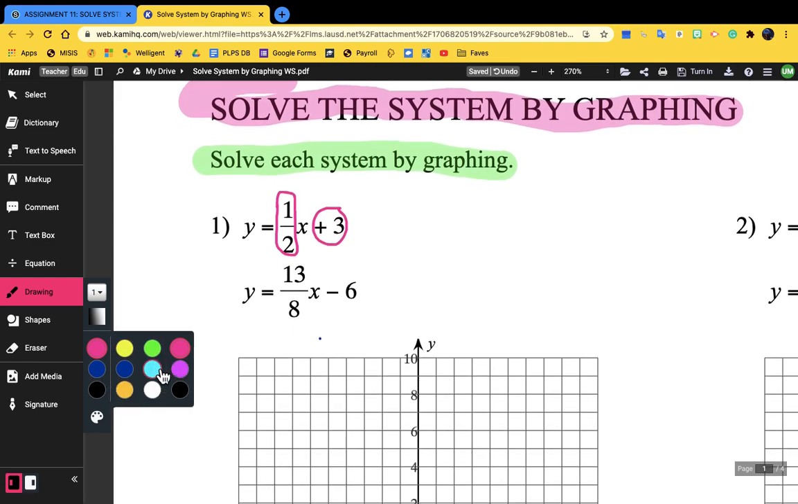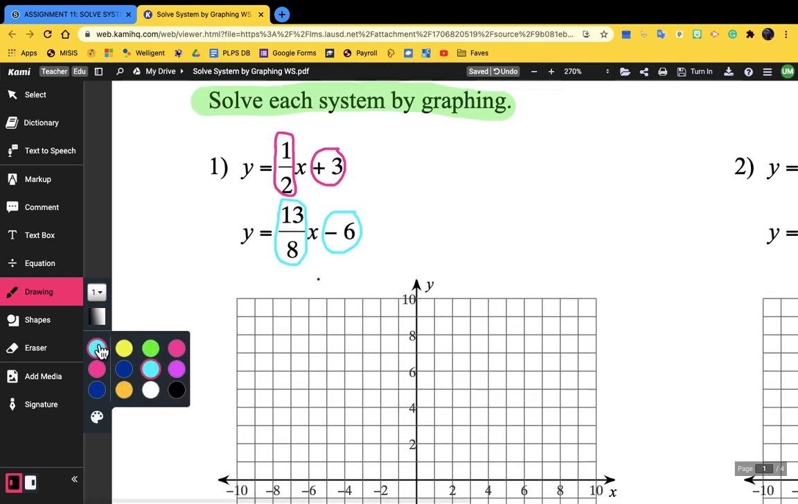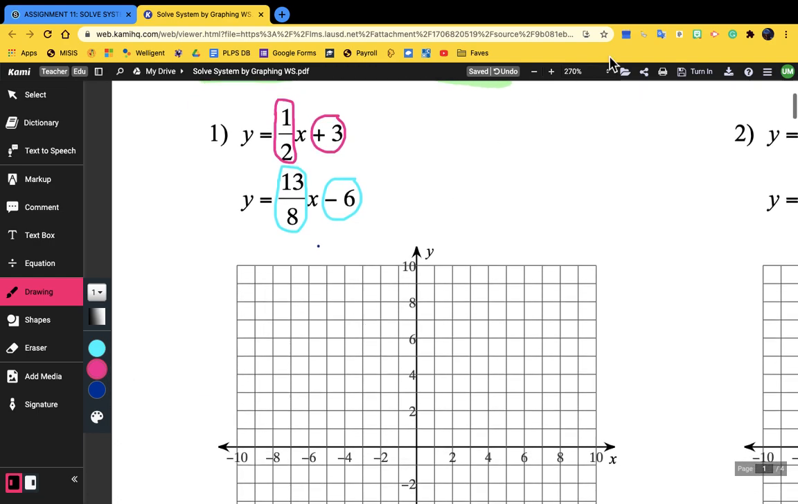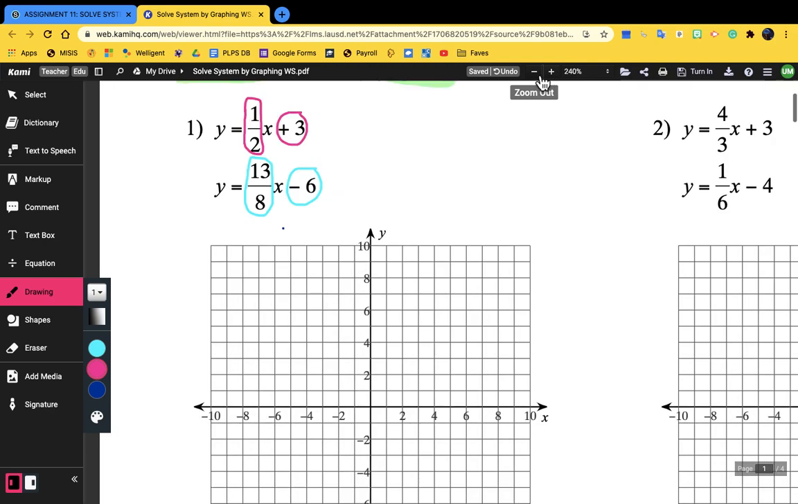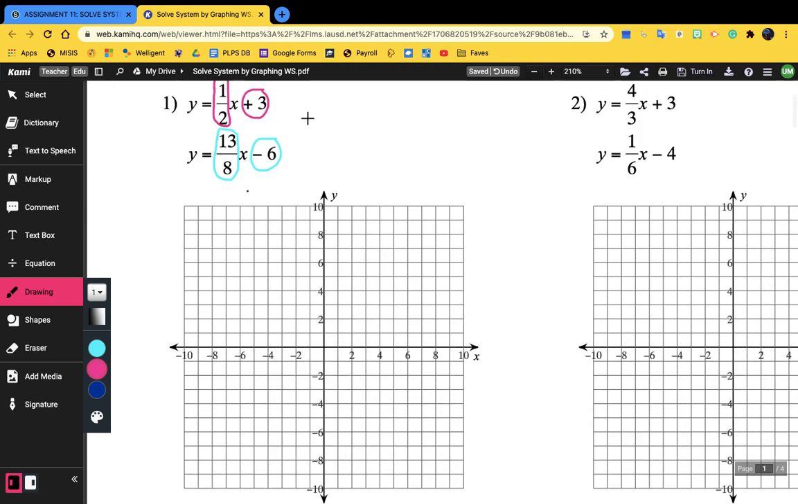And I'll pick a different color for my B on my first equation, excuse me. My M, my slope on my second equation, and my B, my y-intercept on my second equation. So let me go back to this pink, red, and let me start by graphing my first point here.